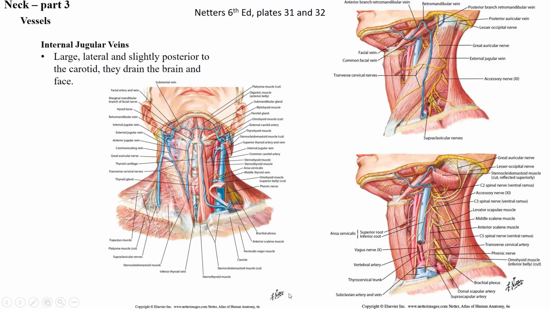We've gone over the internal jugular veins before when we were studying the chest, and how they drain the brain and the face, and they come down and insert into the subclavian vein, excuse me. And they are more lateral to the carotids. So they're lateral to the carotids, and there's an internal jugular vein as well as an external jugular vein.